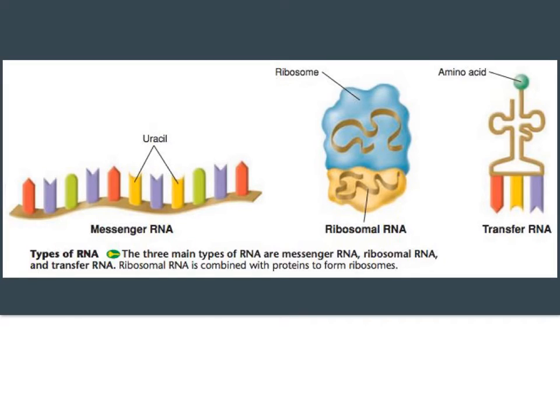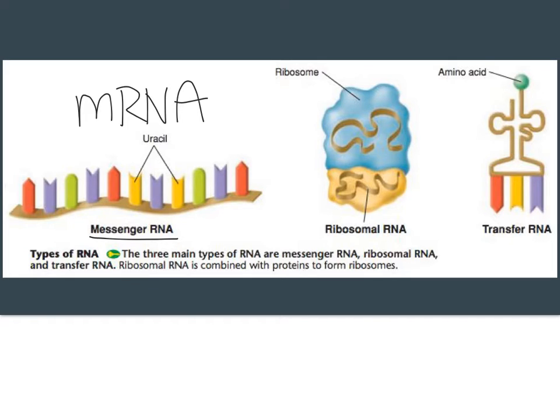Alright, so when we have RNA, we actually have 3 different types of RNA. We have something called messenger RNA, which is mRNA. And this is what actually goes into the nucleus, copies itself from our DNA strands, and then comes back out of the nucleus. So this is our messenger. It does what it says.